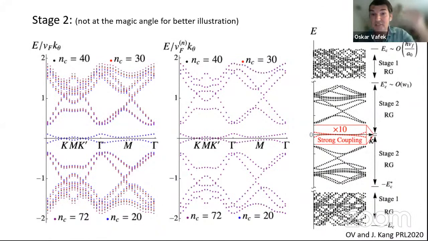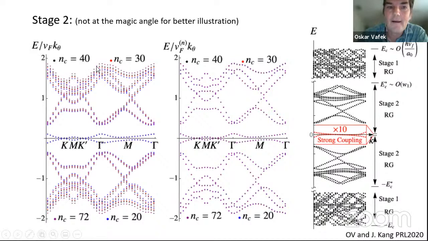And so what we do is we demonstrate this in these two plots. NC in these plots is the number of bands above and below which are kept in stage two. Okay, so on the left, you see the band structures obtained after the RG procedure in stage two. We haven't finished the stage two procedure yet. We still have some bands left, but we chose a different number. So we have chosen a different UV cutoff for stage two.